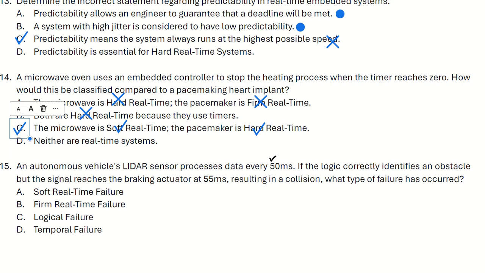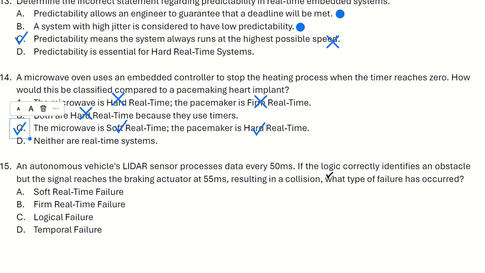Right, processes data every 15 milliseconds. So the logic correctly identifies an obstacle, but the signal reaches the brake actuator at 55. Okay. Let's see. Soft real-time failure, firm real-time failure, logical failure, or temporal failure. What is the temporal failure?